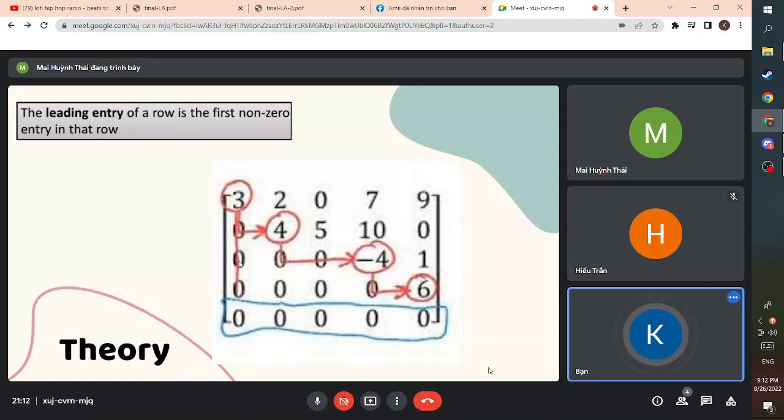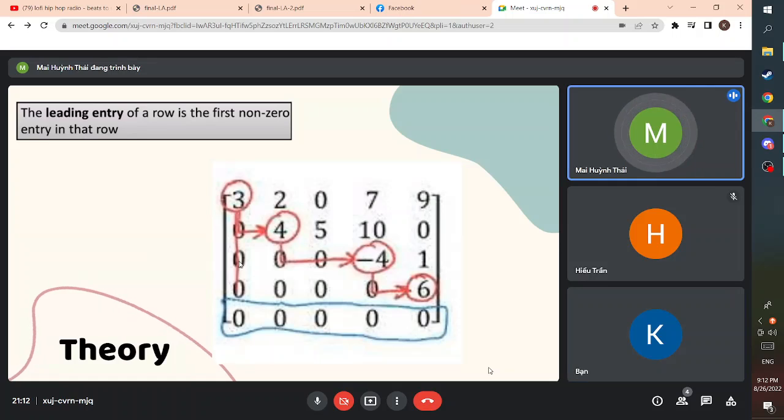So Thái will continue. Okay, the first one is the theory. We need some theory for this application. We need to understand the leading entry. The leading entry of a row is the first non-zero entry of that row. It's simply like that.